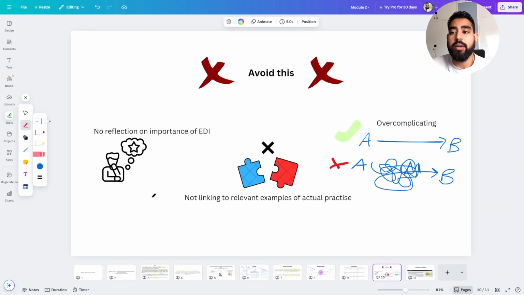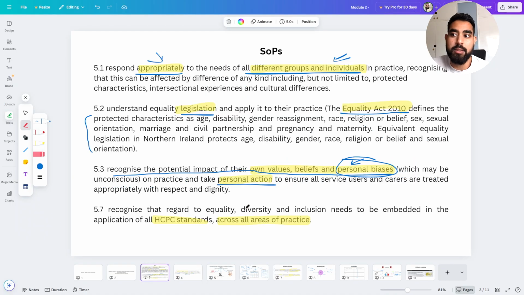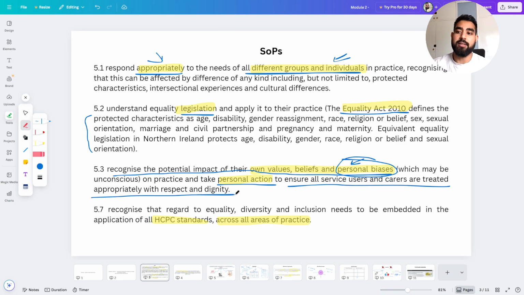So, things to avoid when writing your evidences. I'd say the first one is no reflection on the importance of EDI. A lot of people write about being equal in their decisions and actions, but don't really mention why it's important. To help you, you can look back at the SOPs. It mentions here to ensure all service users and carers are treated appropriately with respect and dignity.